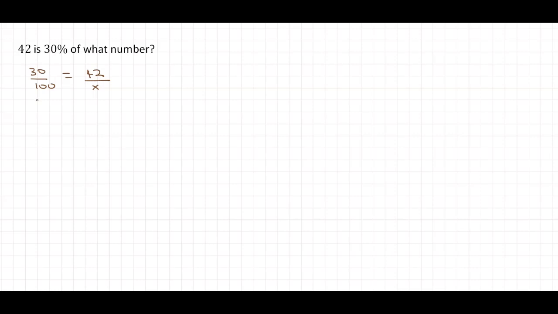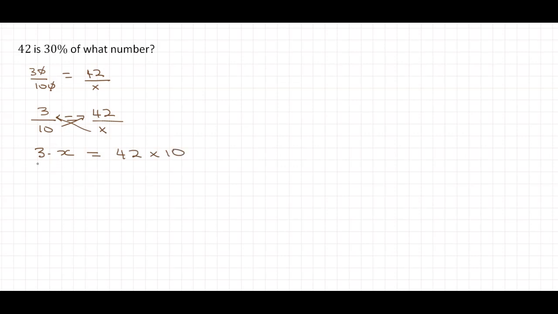Because we're looking at equal ratios here, I'm going to use cross product, but I can simplify 30% first. I'm going to simplify this by just crossing out the zeros. So I have 3 over 10 equal to 42 over an unknown quantity. Now we're going to cross product, so I'm going to multiply in that direction. I'm going to multiply 3 by x, and that's going to be equal to 42 multiplied by 10.